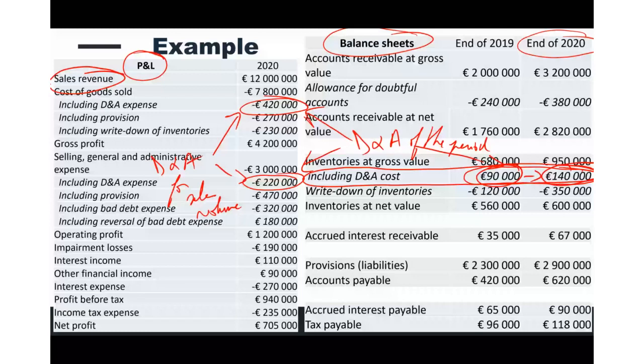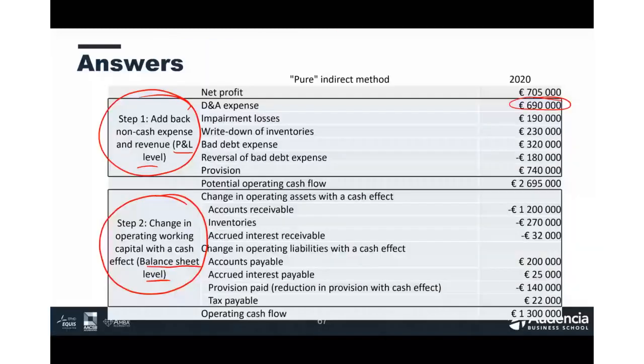But for the DNA of the period, you don't pay. What you pay is your investments. So what you need to eliminate is all the DNA of the period, not just the DNA for sales volume. Don't forget, in your inventory, we are at full cost. So we include also the DNA inside the inventories, but you don't pay the DNA inside the inventories. So you eliminate with this one also the DNA included in inventories.